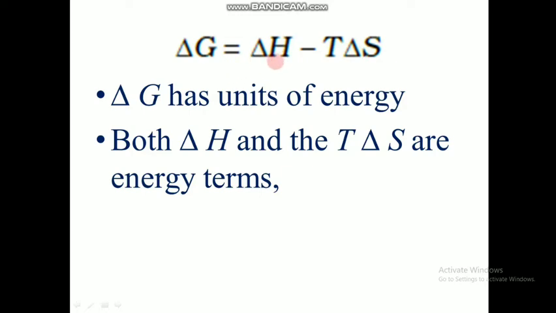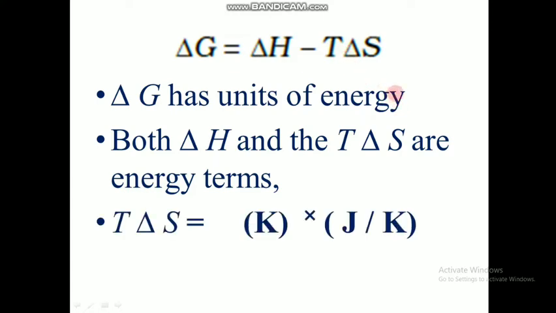So delta H is change in enthalpy. Enthalpy is a form of energy. And what about T delta S? Temperature is in Kelvin. The unit of temperature is Kelvin, multiplied by entropy, which is H by T, or enthalpy by temperature. The unit for enthalpy is joules, as it is energy, divided by T. T is temperature, and therefore we wrote Kelvin.